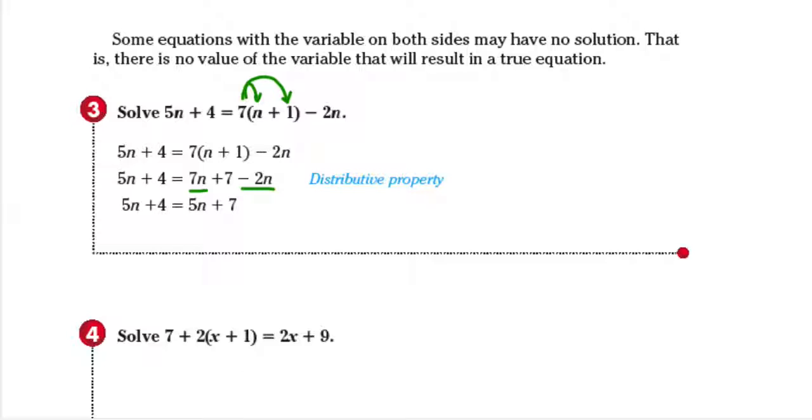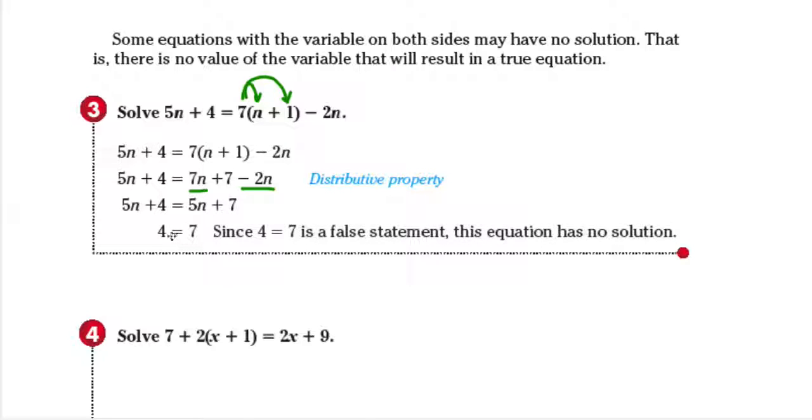Okay, and to be able to solve for n, remember, variable on both sides, we want to get rid of one of the variables, and we subtract 5n from both sides. And if you notice, if you subtract 5n from both sides, you end up with 4 equals 7. And we all know that 4 will never be equal to 7, and that is a false statement. So this particular equation has no solution. You end up with an equation that is not a true sentence.